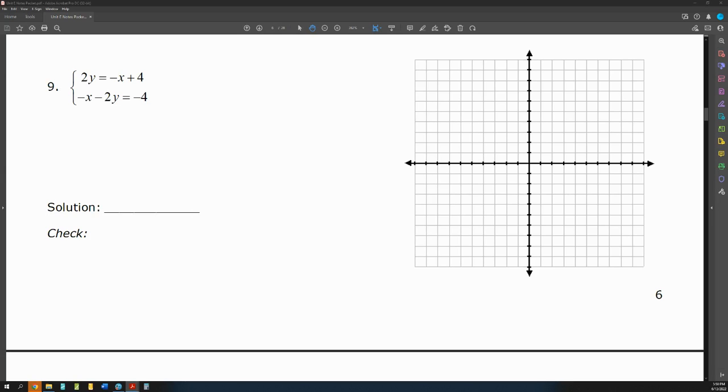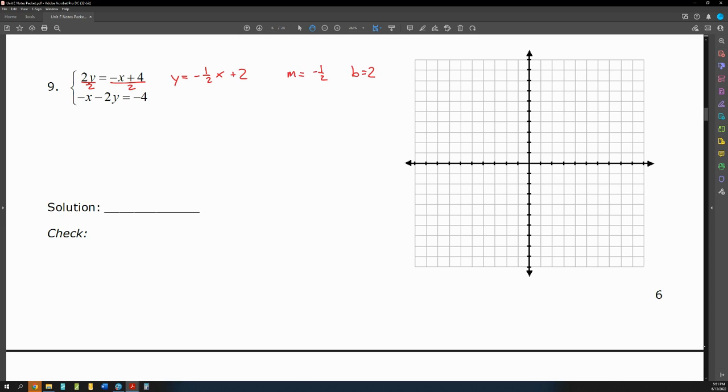All right, number 9. So here we have 2y equals negative x plus 4 and negative x minus 2y equals negative 4. I'm going to start by putting this top equation into slope-intercept form. So that means dividing both sides by 2. We have y equals, well, negative x divided by 2 is negative 1/2 x, or negative x over 2. And 4 divided by 2 is 2. So this tells us we have a slope of -1/2 and a y-intercept of 2.